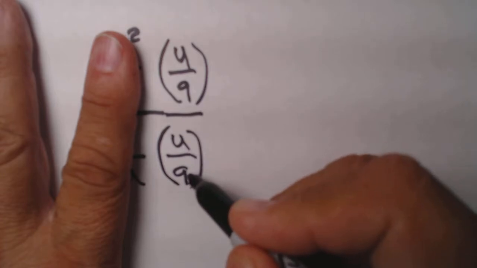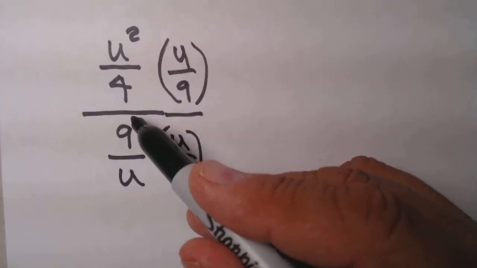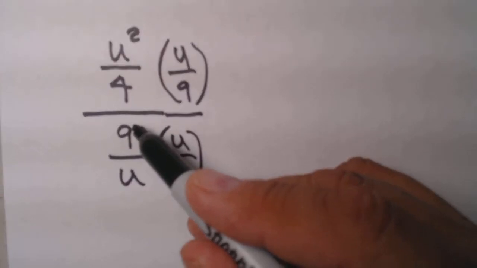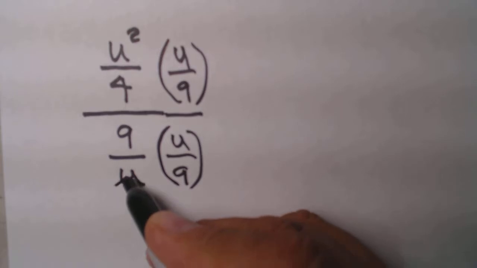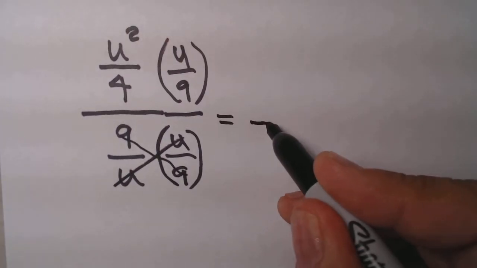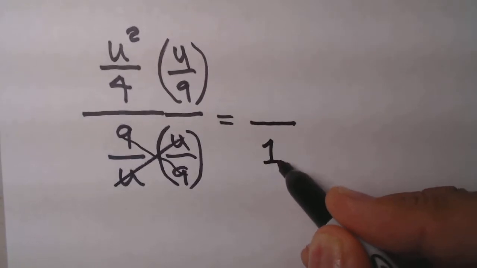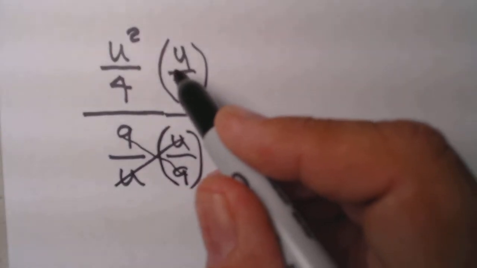So as we pointed out to you earlier, we're really just multiplying this original number by 1, which means we're not changing its value, but we want to change what it looks like. Well, downstairs, everything cross cancels. And of course, we end up with the 1 down there.